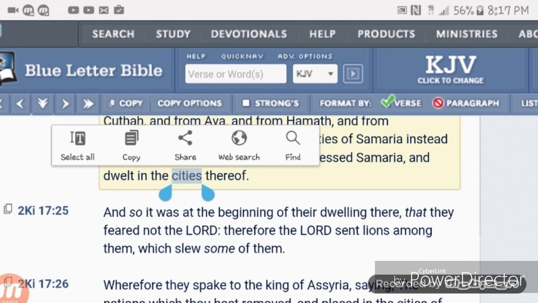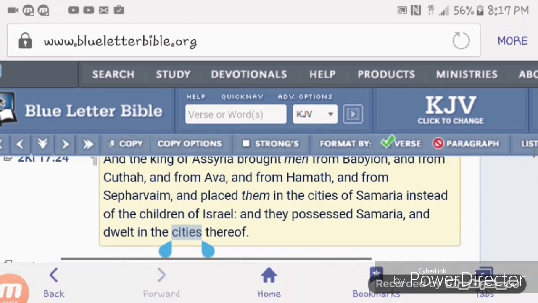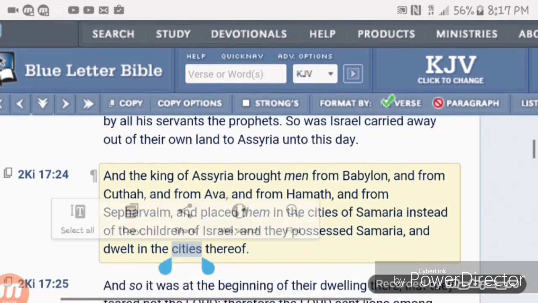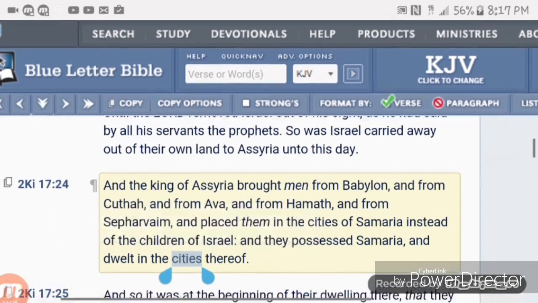That's why the Lord said, "In any city of Samaria enter ye not, but go rather to the lost sheep of the house of Israel," because you had these kings place different nations there in those cities of Samaria, all right?